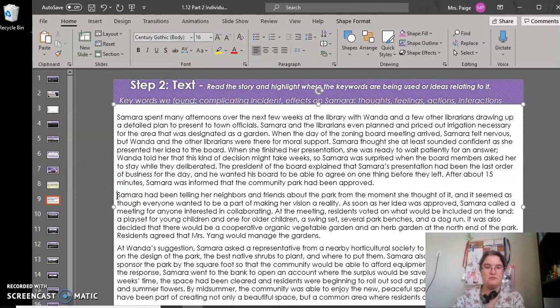Pause here. Make sure to highlight any evidence that you see of Samara thinking, feeling, the actions she took, anybody that she interacted with.